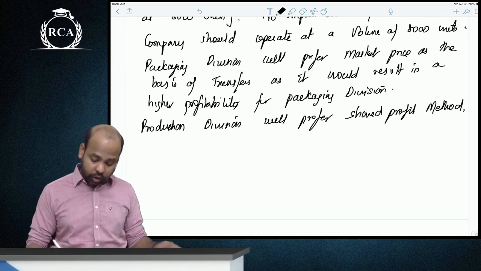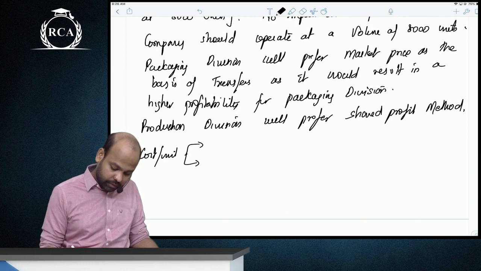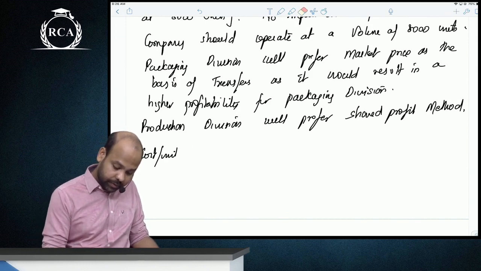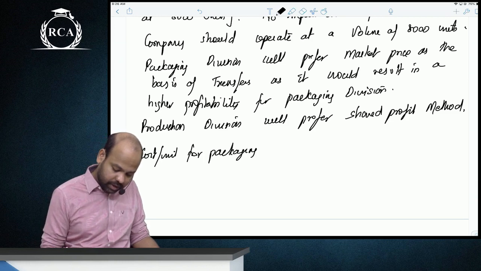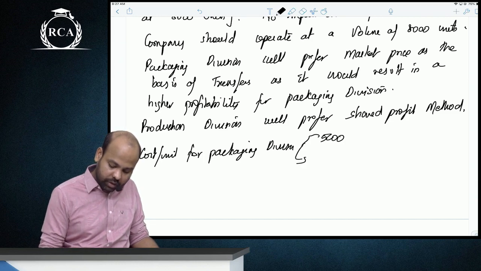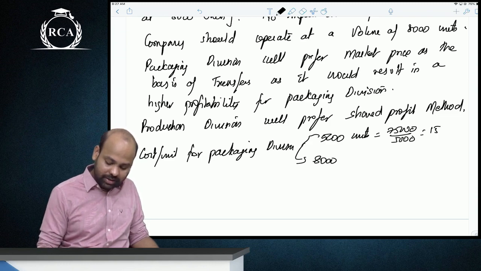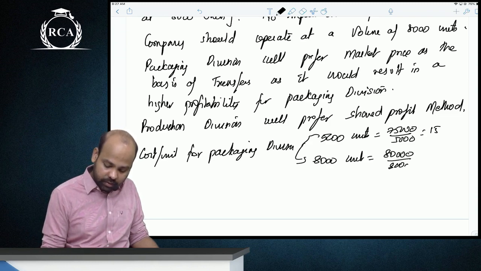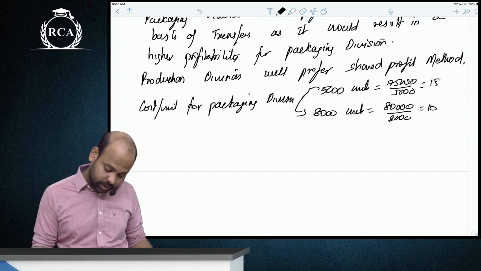Understood sir? If you compare cost per unit for the packaging division, there's huge economies of scale. At 5,000 units, it is 75,000 by 5,000, 15 rupees. And at 8,000 units, it is 80,000 by 8,000, 10 rupees. There is too much economies of scale impact.